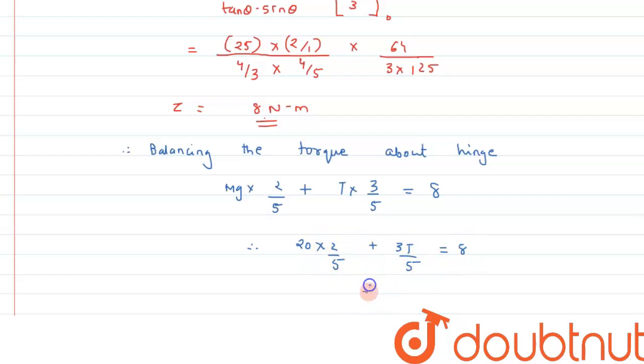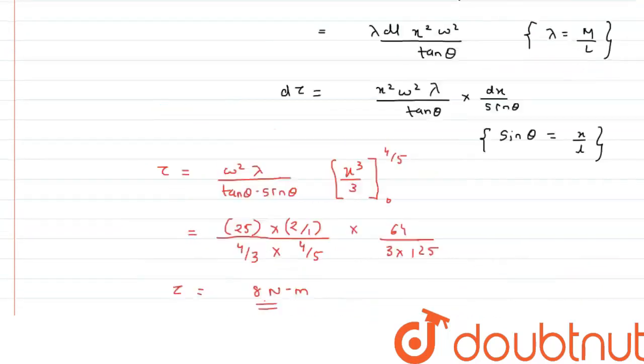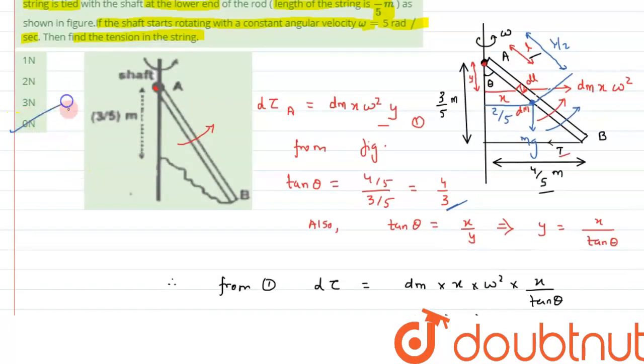8 minus 8 will be 0. Therefore the value of tension comes out to be 0 Newton. Alright, so from this we can say option D is the right answer to this question.